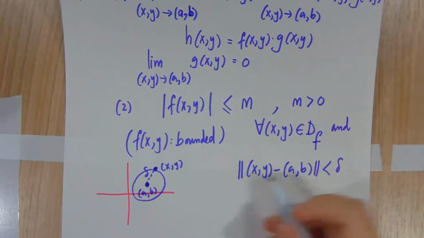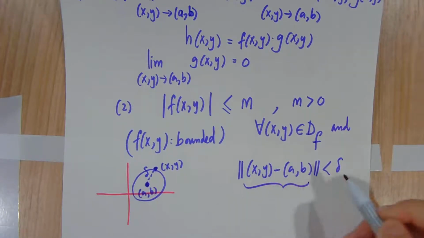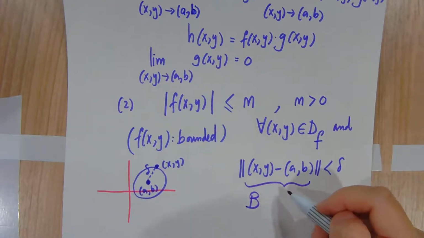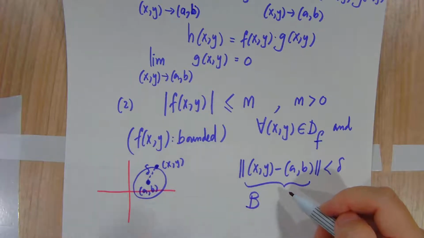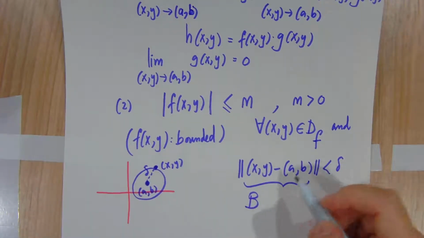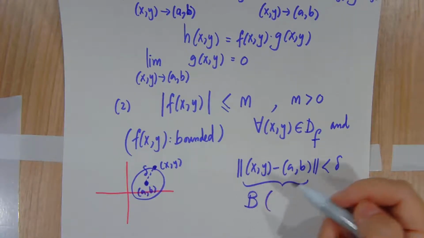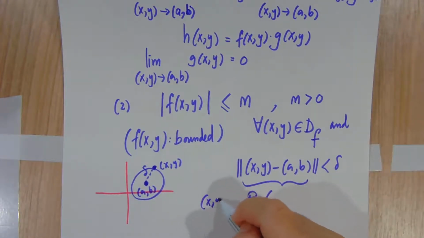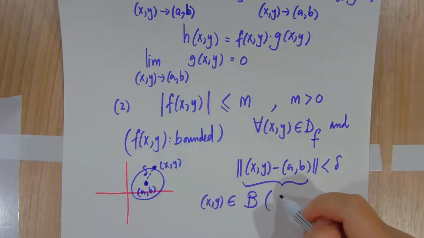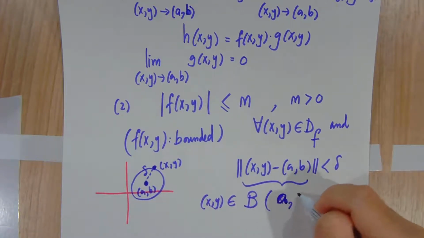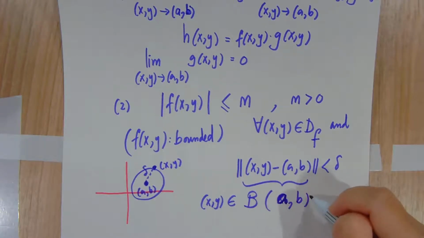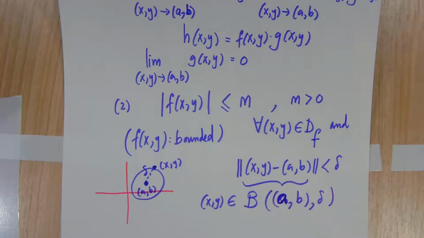So that means that, right, we can write this term as follows: the distance between any point x, y in the ball around the point A, B, and not a distance more than delta 2, okay?